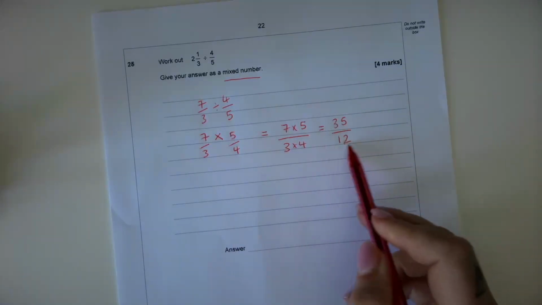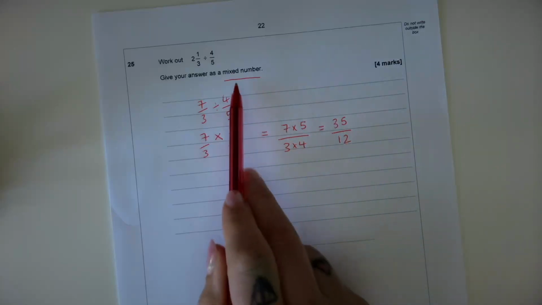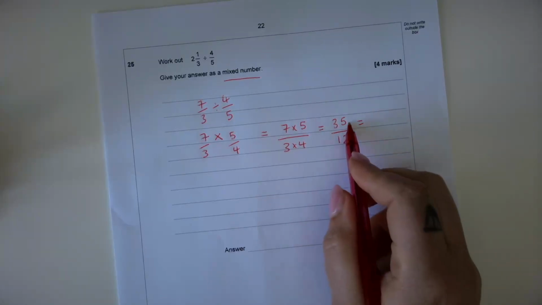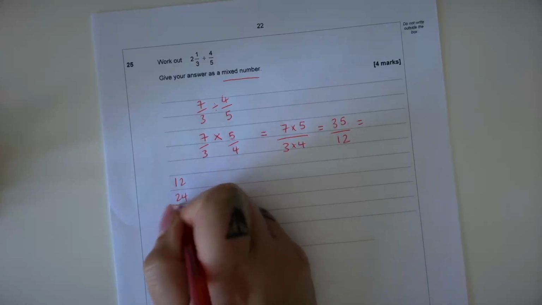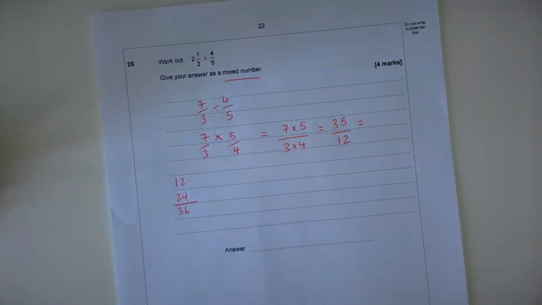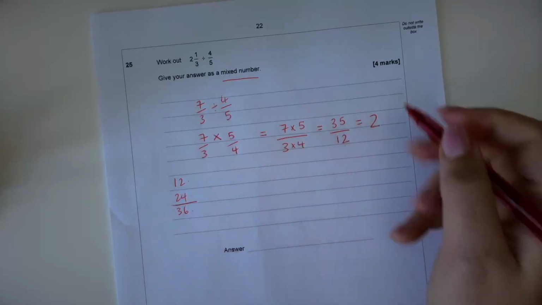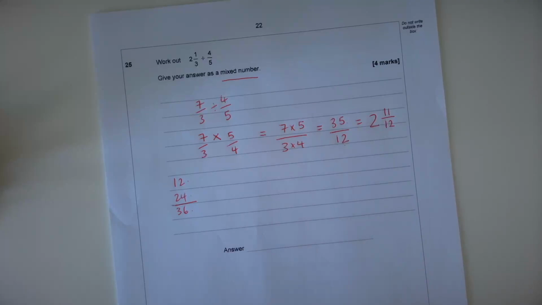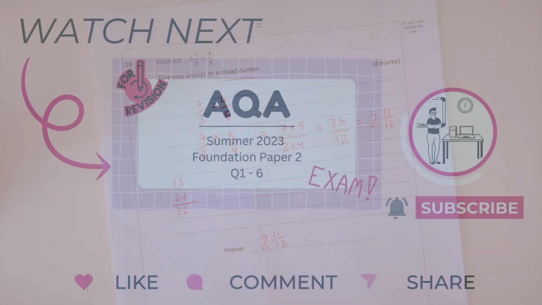Now this currently is an improper fraction because the numerator is bigger than the denominator, and it wants our answer as a mixed number. So we need to see how many 12s go into 35. 12, 24, 36. Well, 2 of them go into 35, and the remainder from 24 to 35 is 11. So that goes on the top of our fraction for our answer there. So 2 and 11/12ths.